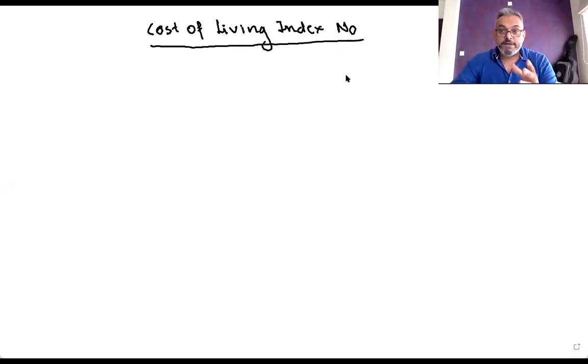Cost of living means what? Cost of living means जिंदगी जीने का खर्चा is known as cost of living. So, to live, what cost do people incur? We want to construct an index number for the same. Now, there are two methods in this.